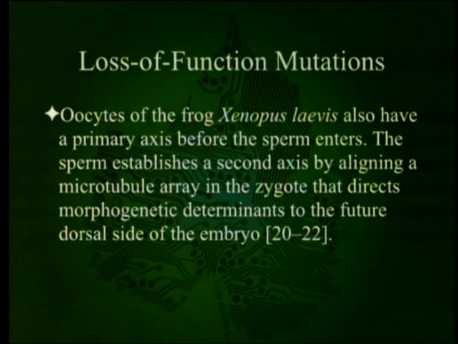laevis also have a primary axis before the sperm enters. The sperm establishes a secondary axis by aligning a microtubule array in the zygote that directs morphogenic determinants to the future dorsal side of the embryo. So where the sperm enters will eventually become the back.